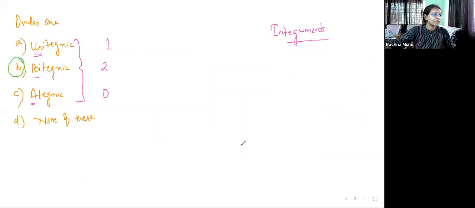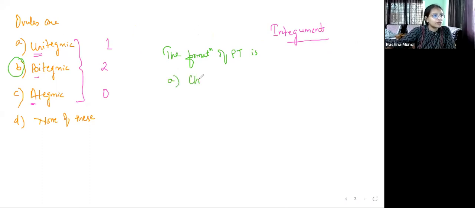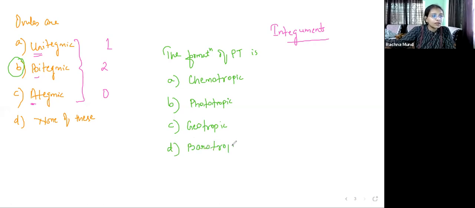Now, two more questions. The formation of pollen tube is: one, chemotropic; two, phototropic; three, geotropic; or D, barotropic. Tell me, the formation of the pollen tube is chemotropic, phototropic, geotropic, or barotropic.